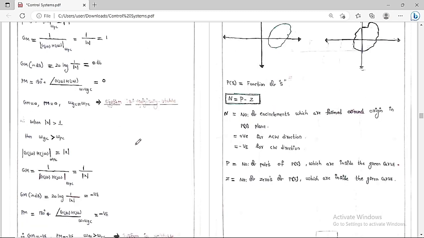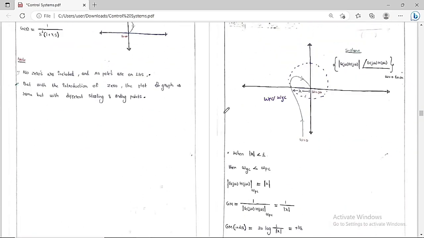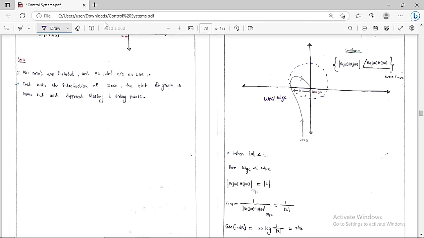Now let's go for the other case, the last case. Suppose mod x is greater than 1, then what is going to happen? That we are going to see. Let me drop all these things so that we can easily understand. If mod x is greater than 1, it means it is outside the unit circle. This is outside the unit circle, so like this we are going to get. So this is the graph, and the unit circle we are going to get like this.